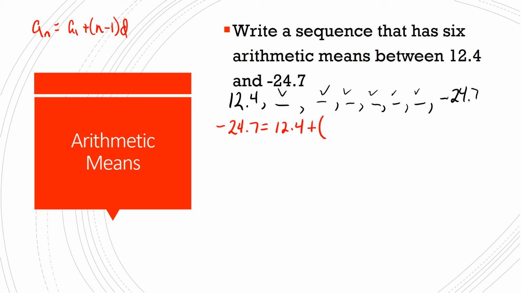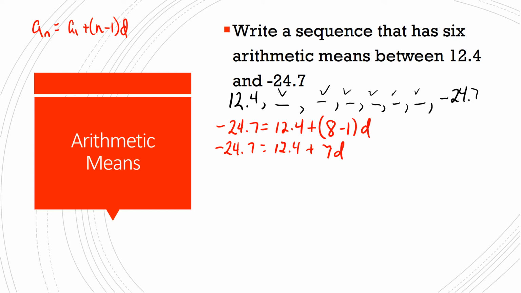Well, how many numbers are in this sequence? If I've got 6 arithmetic means, but I know a first and a last, so that's 2, and 2 plus 6 is 8. So N is 8. Substitute in 8 for N, minus 1 times the common difference, which is what I'm trying to find. All right, so let's go: negative 24.7 equals 12.4 plus 8 minus 1 is 7, and 7 times D is 7D.